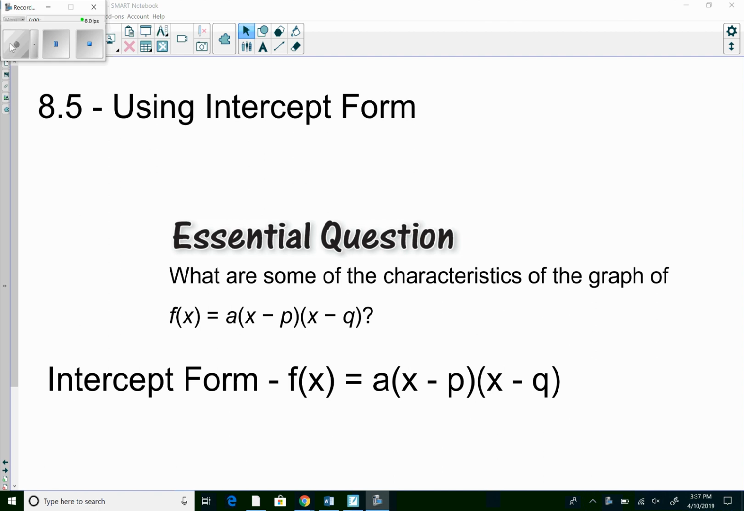Hello, seventh graders. Welcome back. Today we are talking about section 8.5, which is using intercept form.